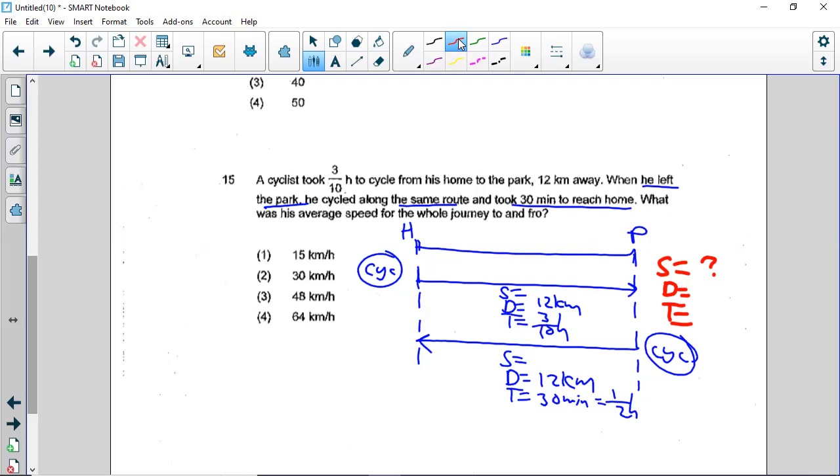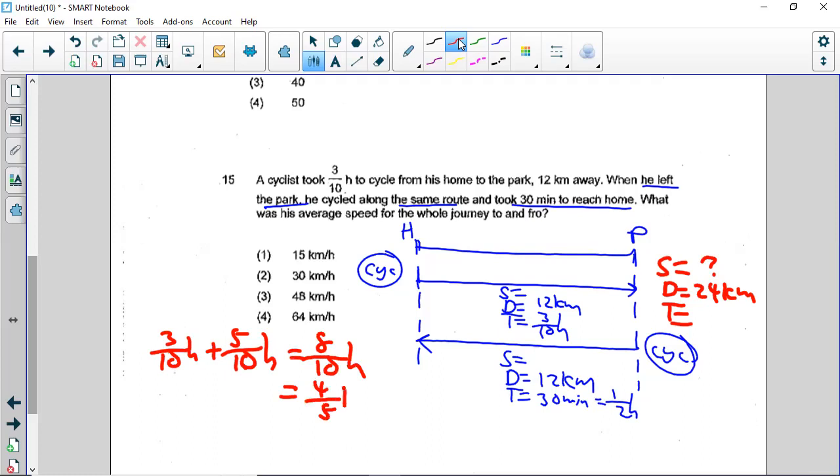Okay, so how to find the question mark? Add the total distance, 12 plus 12. And what's the total time? 3/10 plus half. Half is 5/10 hour, so that will give you 8/10 hour. You can change it to simplest form if you like, so divide by 2, and 10 divided by 2. Total time taken is 4/5 hour.